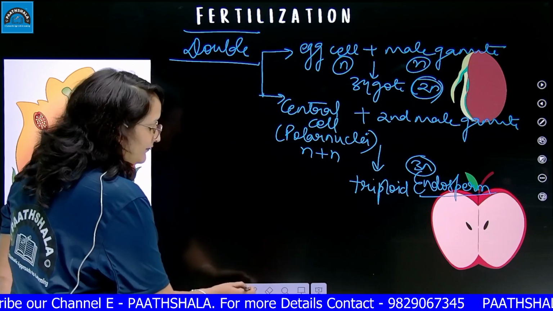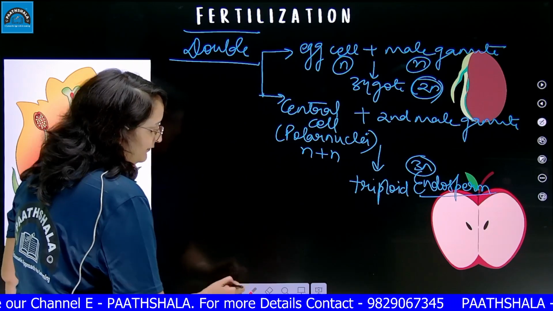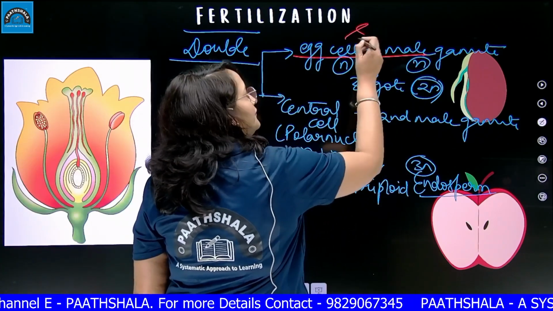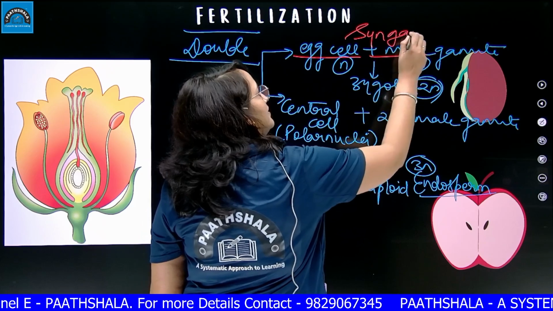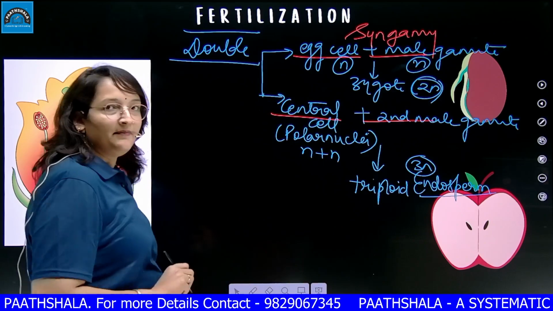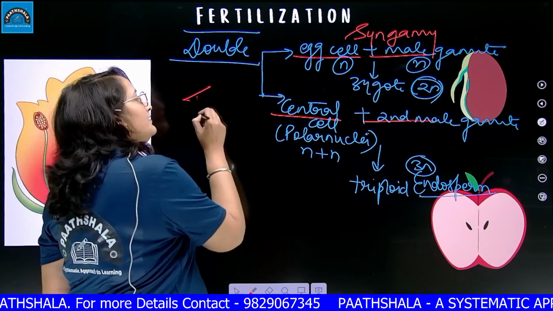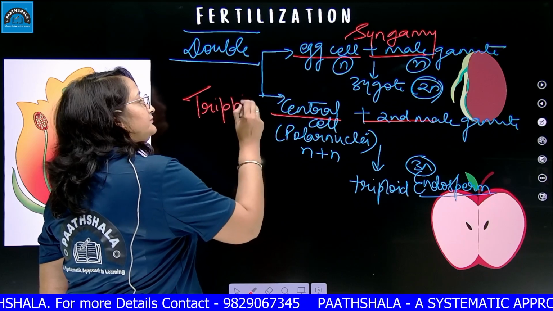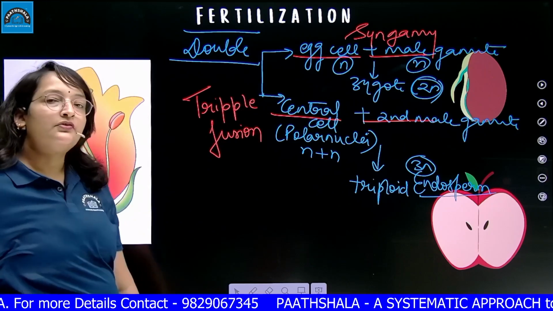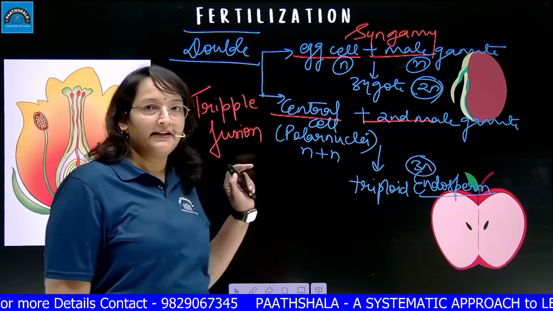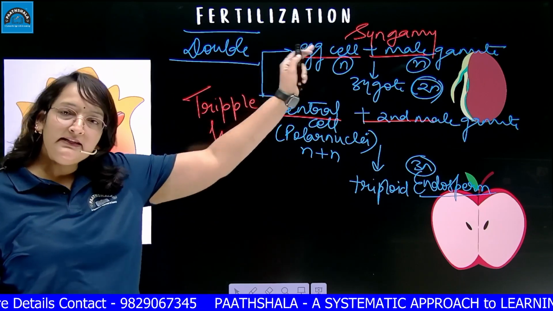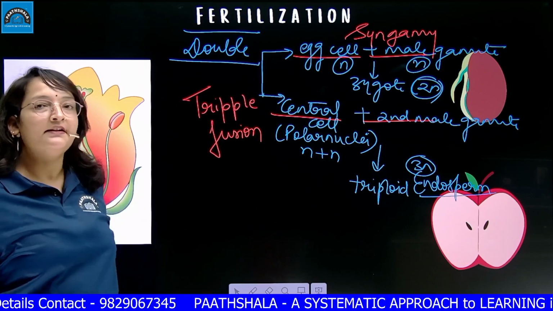Okay? We have some names also for these two different steps. The first step, where the egg cell and male gamete are fusing, is called syngamy. And the second step, where the central cell and second male gamete are fusing, is called triple fusion. Right? So in plants, double fertilization takes place, which is completed in two steps. Number one is called syngamy and number two is called triple fusion.